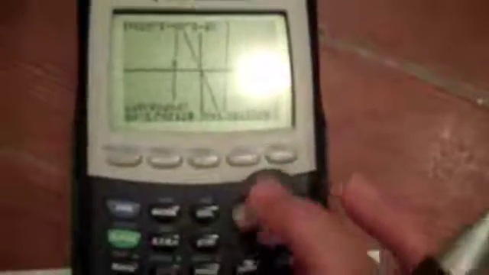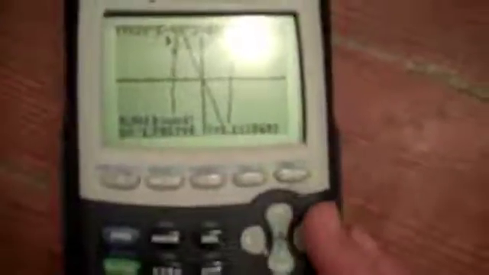It's going to be asking for a left bound, so you're going to have to just take that cursor and move an arrow to the left of it. Make sure you're to the left of it. Then it's going to ask for a right bound. Go to the right of it. Make sure you're to the right. And then it says guess. Just go ahead and hit a close estimate. What it says is my zero is at negative 1.73. So I'm going to go ahead and say that's where one of my zeros are.